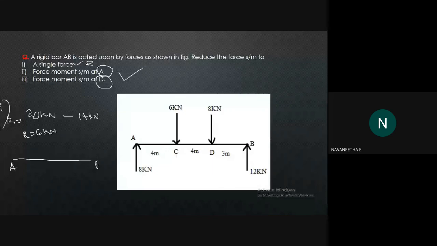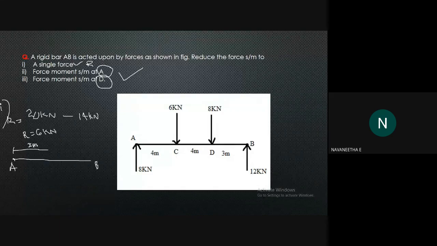We don't know the point at which the resultant force R is acting on AB. So here I am considering the distance from A as x meter, okay? This is the x meter from A, where the resultant force R is acting. Resultant force R is 6 kilonewton. It is a positive value, so it should be acting upward direction, right? Okay, this is R.